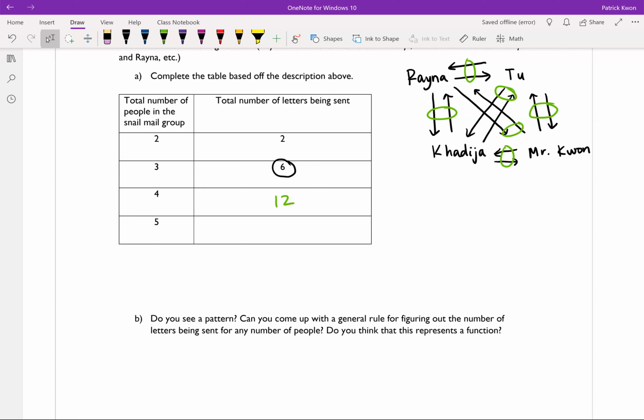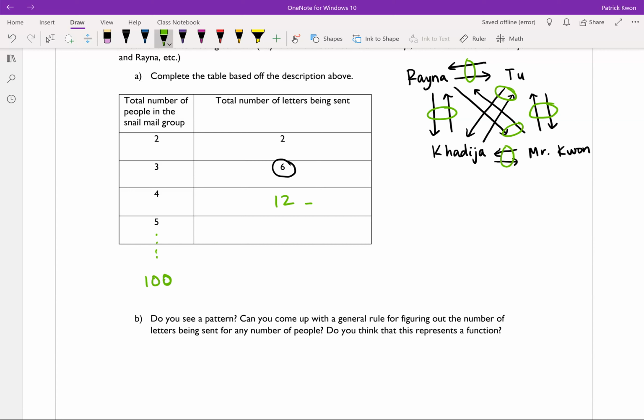So, it's not too bad to do it for these smaller numbers, but what if we eventually wanted to figure out how many letters would be sent if our group reached 100 people? Drawing these pictures is going to be very time consuming. So what is the pattern here? Well, we see that if there are 4 people in the group, then every person is sending the amount of letters that's equal to 1 less than who's in the group. Like, for example, Mr. Kwan is sending out 3 letters, Khadija is sending out 3 letters, Reina is sending out 3 letters, and Tu is sending out 3 letters because you're sending a letter to everyone that is not yourself.